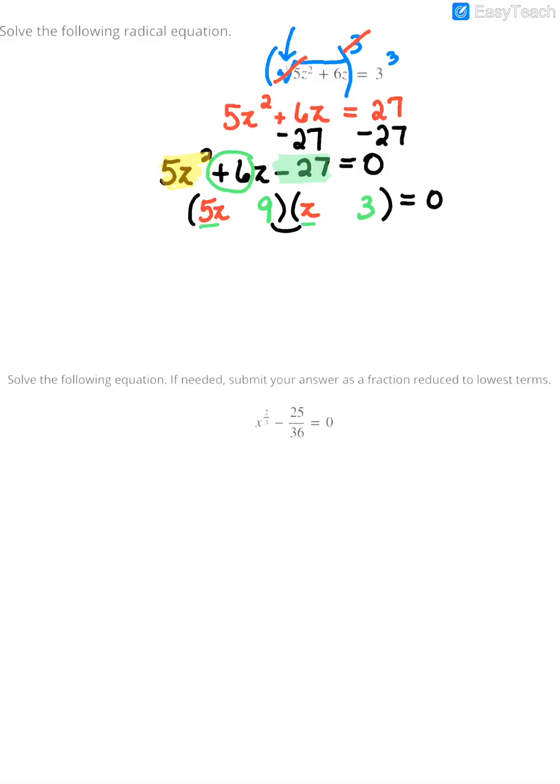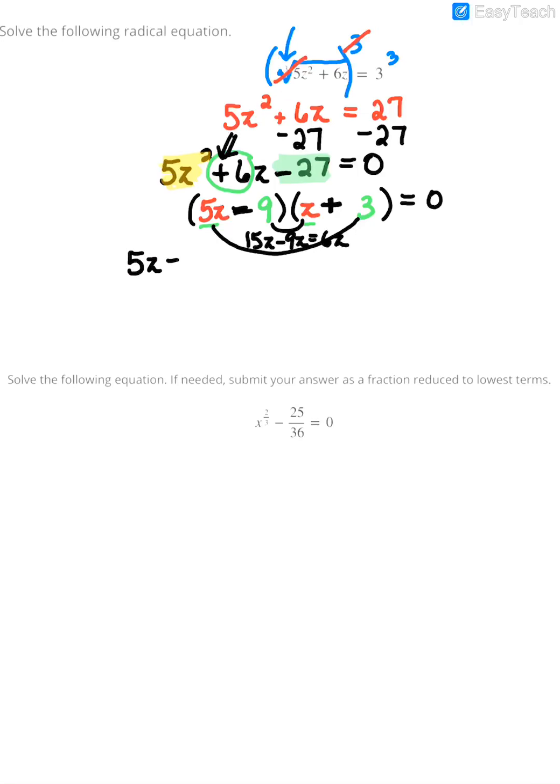So that would give me a 9z as well as a 15z. And remember, my goal is I'm trying to produce a positive 6z. So if the 15z were positive and the 9z were negative, I know that a 15z minus a 9z would produce the 6z that I need in the middle. I also know that my negative 9 times my positive 3 gives me the negative 27 that I needed for my constant. So those are my two factors.